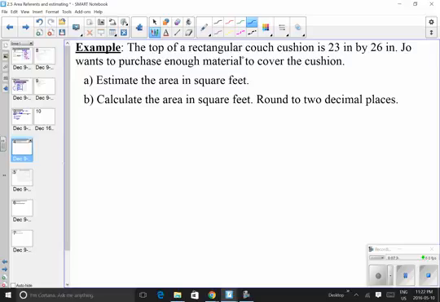Okay, the top of a rectangular couch cushion is 23 inches by 26 inches. So Joe wants to purchase enough material to cover the cushion. So first off, let's estimate the area in square feet. First you'll notice, hey, these are in inches. That's okay. Remember, 12 inches equals 1 foot. All right, so 23 inches is pretty close to 24 inches. Close enough. So 24 inches is the same thing as 2 feet.